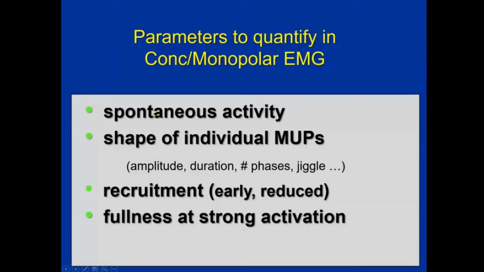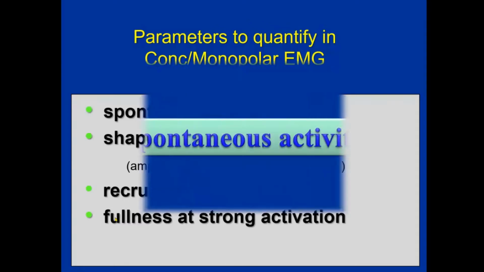When we do the EMG, we have three steps. One to look at spontaneous activity, one to look at the shape of motor unit potentials, and the third step is to look at the recruitment of motor units and their activity at full force. The spontaneous activity I just mention briefly because we do not have methods for automatic quantitation here.